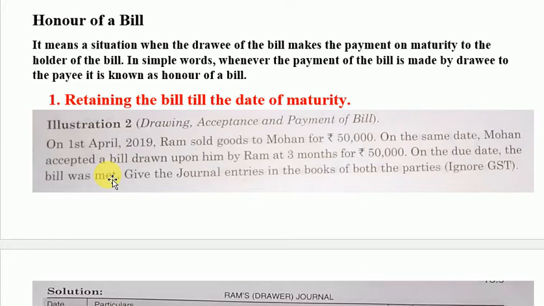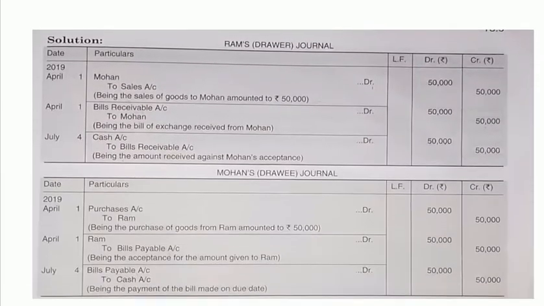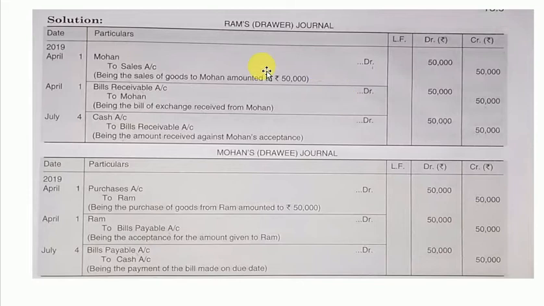In simple words, Mohan has made the payment of the bill to the drawer Ram, and this is called bill was met. In technical words, we call it honor of a bill. I hope you all have understood this question, and now we move to the entries both in the books of Ram as well as Mohan. So let us see the entry. What I will suggest to you is when you're passing entries, make two journal formats, one for the drawer and on the next page draw the format for the drawee. Always prepare two different formats. On the left page you can take the drawer format, on the right page you can take the drawee format.